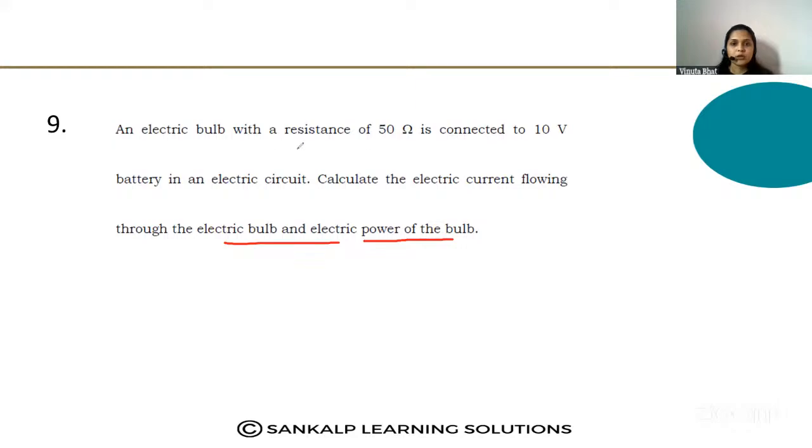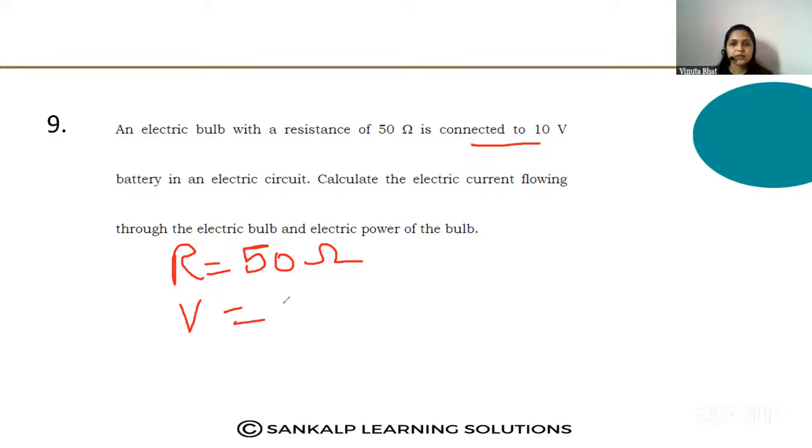Here, what is the resistance? R is equal to 50 ohm, and it is connected to the battery having a potential difference of 10 volt. You have to find out the electric current flowing through the electric bulb, and what is the power of the bulb. Electric power also you have to find out. So here R and V values are given.